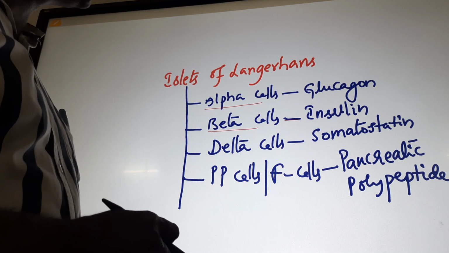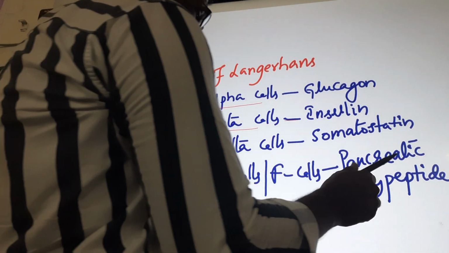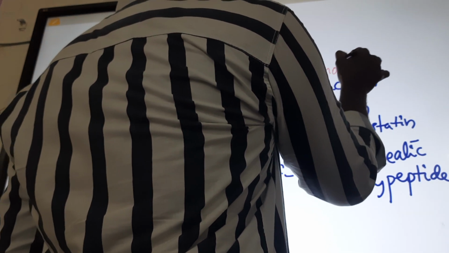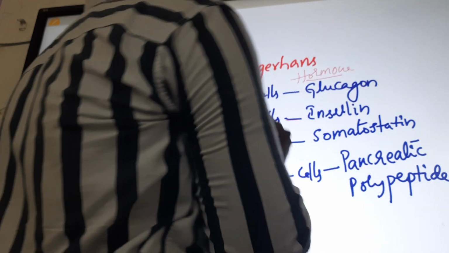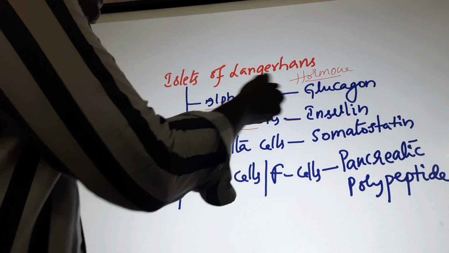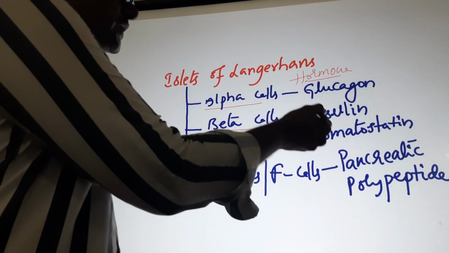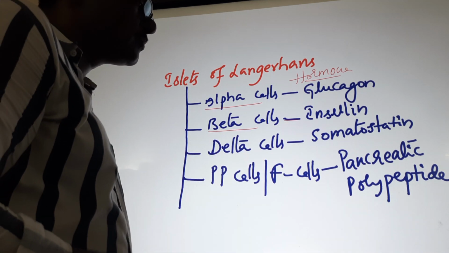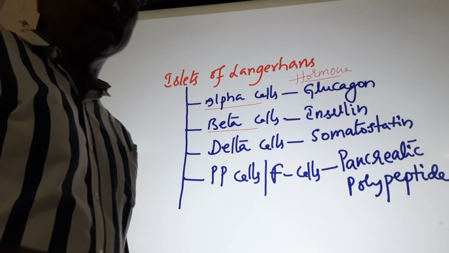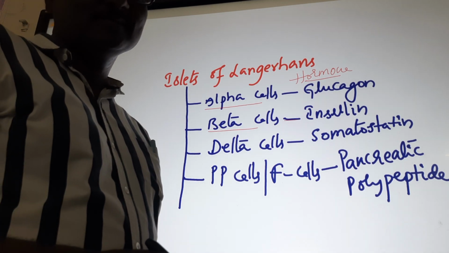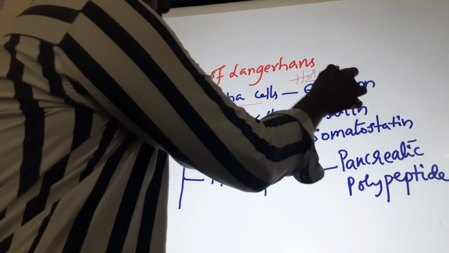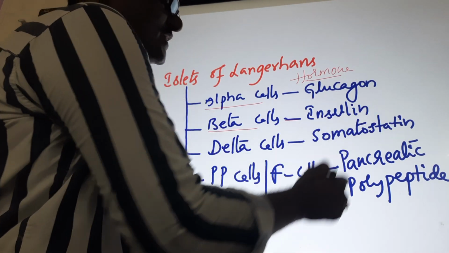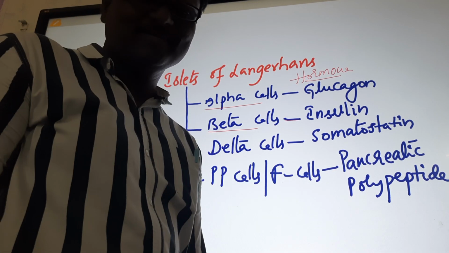Alpha cells secrete the hormone glucagon. So alpha cells secrete glucagon, beta cells secrete insulin, delta cells secrete somatostatin, and PP cells secrete pancreatic polypeptide. Right? Next video, I will explain the functioning of glucagon, insulin, somatostatin, pancreatic polypeptide.